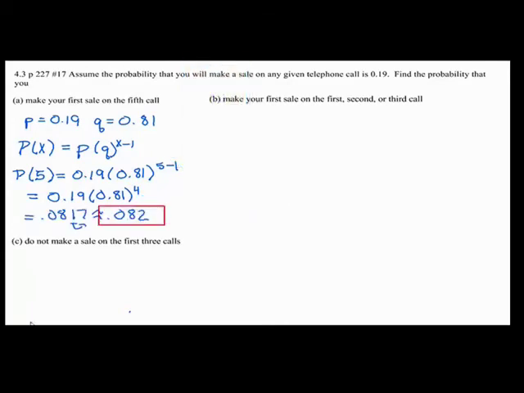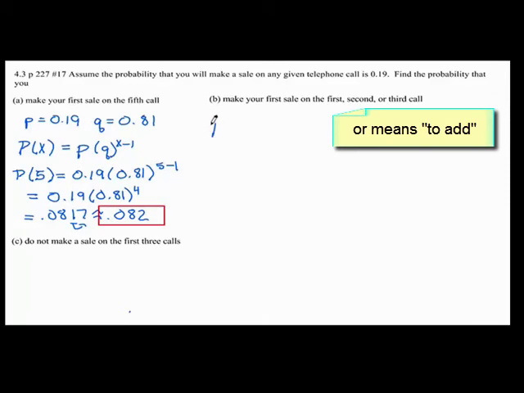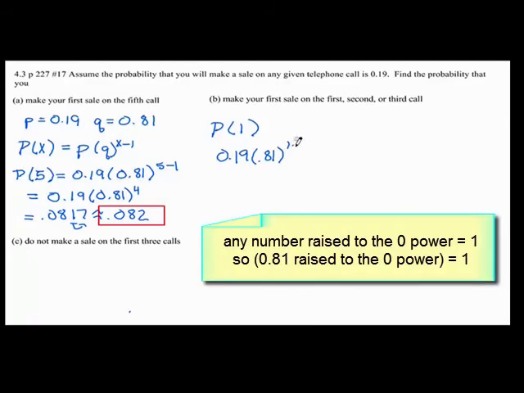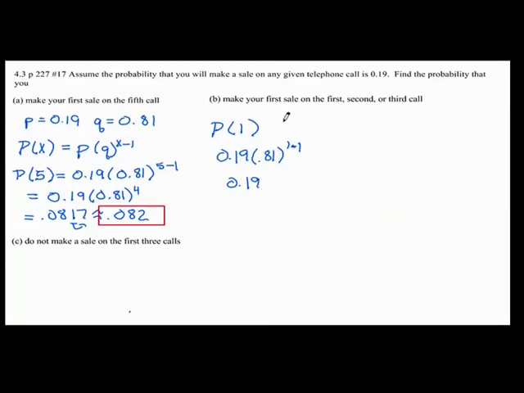Let's take a look at part B. We're going to make our first sale on the first, second, or third call. So that's going to be the probability of making our first success on the first call. And that's going to be 0.19, our P, and 0.81 raised to the 1 minus 1, which is just 0. And anything raised to the 0 power is 1. So that's going to be 0.19 times 1, which is just 0.19.